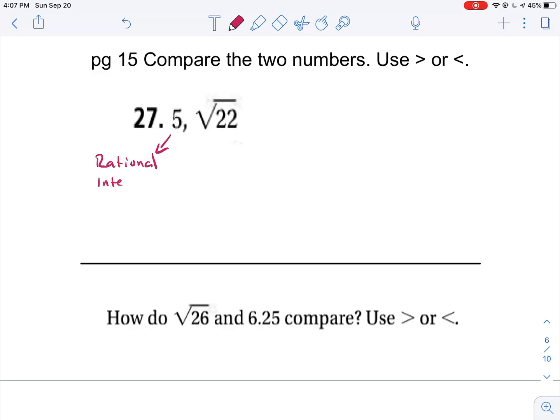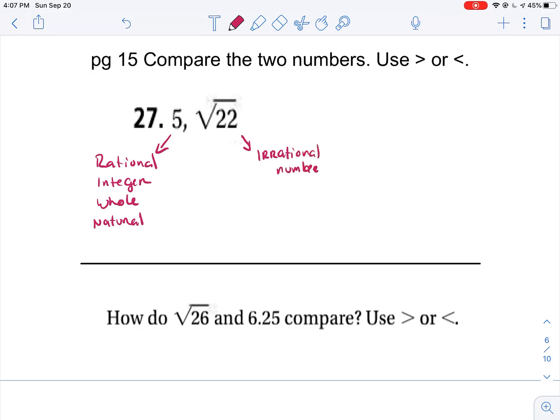We know it's an integer, because it is a positive whole number. We know that it is a whole number because it doesn't have a decimal. And we know that it's a natural number because we can physically count 5, right? So that number 5 fills in all of these categories. Whereas radical 22, since 22 is not a perfect square, is just what we call an irrational number.